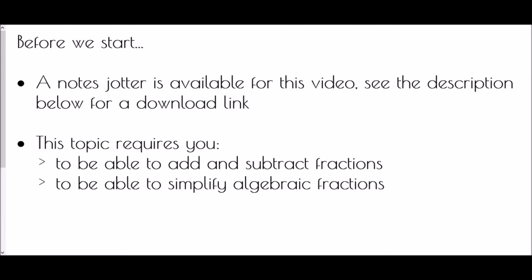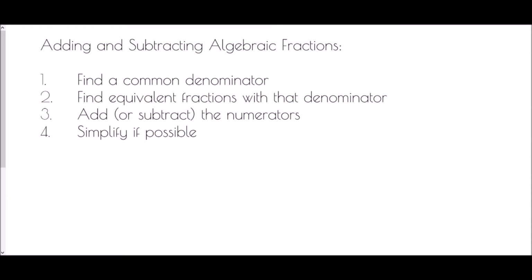Okay, so just to begin with, what is our method going to be for adding and subtracting algebraic fractions? Well, it's going to start with us finding a common denominator, then we'll find equivalent fractions with that denominator, we'll add or subtract the numerators and simplify if possible. Now, if that looks familiar, that's because it's exactly the same method as you would do for adding or subtracting any fraction.